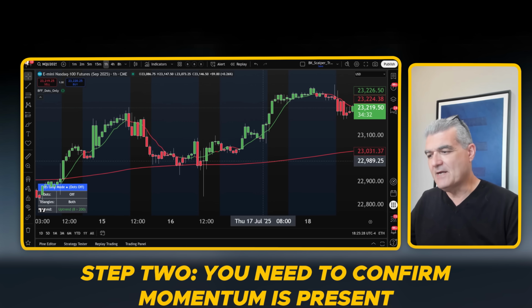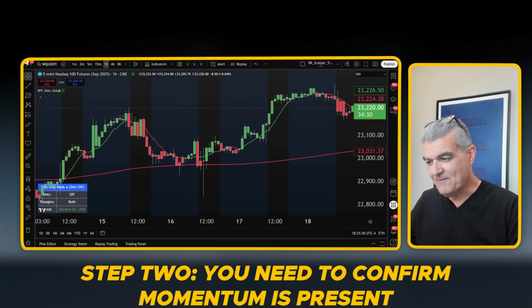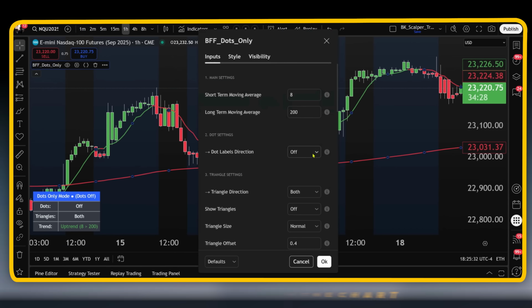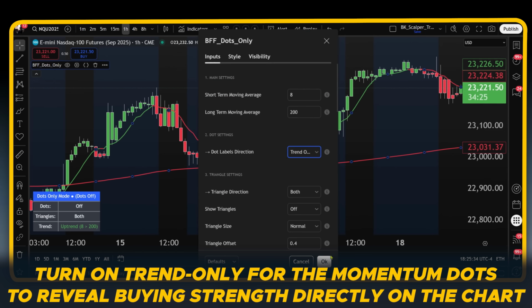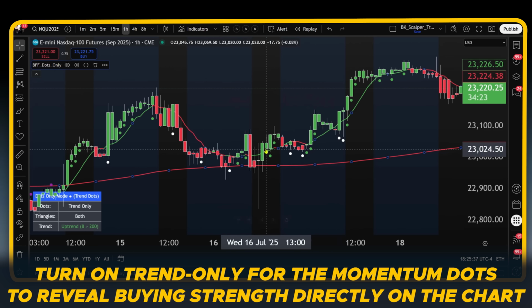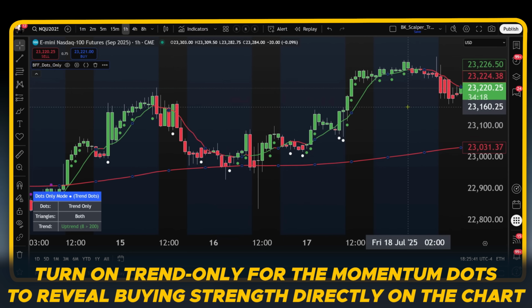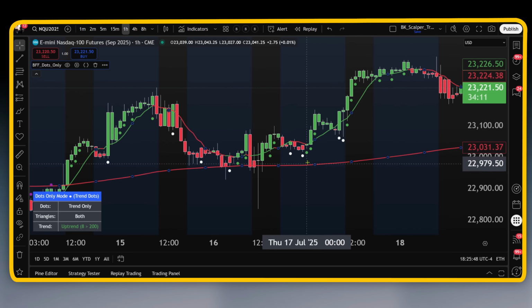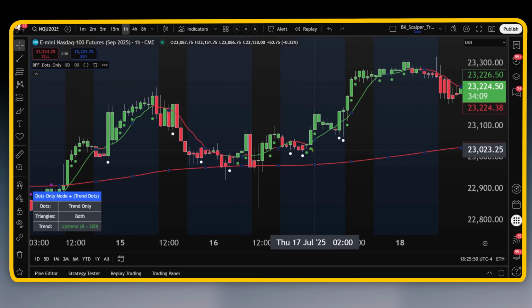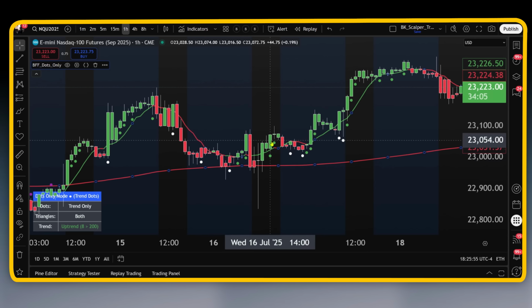Step 2, we need to see momentum. And my dots only indicator does that for us in a crystal clear way. All we do is we turn trend only on the dots part of it, and it will show us momentum dots on the chart that shows us that there is positive buying on the instrument. As you can see over here, we have these green dots which show us strong positive buying and momentum upside. Whenever we see these green dots, that gives us a great indication that there is positive momentum.